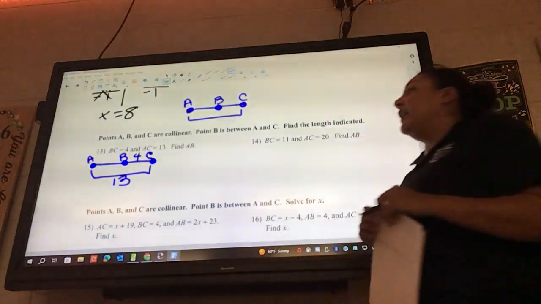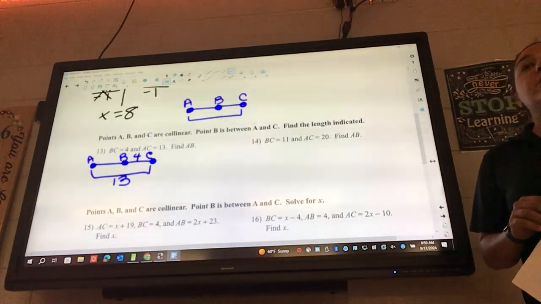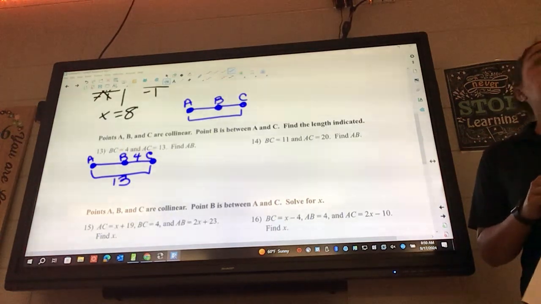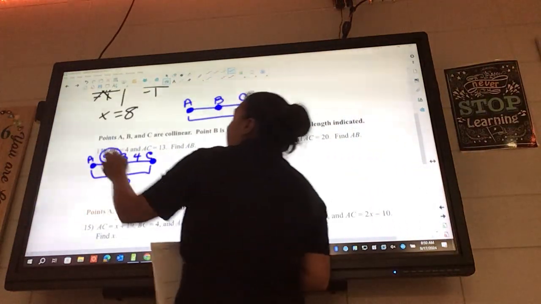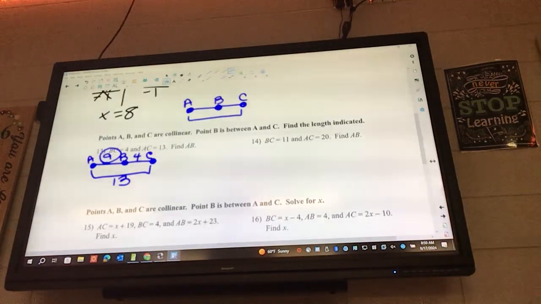Okay, find AB. So, if I know my big is 13 and one of my littles is 4, how do I find the other one? Subtract. What is 13 minus 4? 9. So that means that this one has to be 9. Okay, and if not, it still works the same. The little plus the little equals the big. These are the exact same as what we just did. There's just no picture. So you just need to draw the picture first. Okay, that's the only difference.